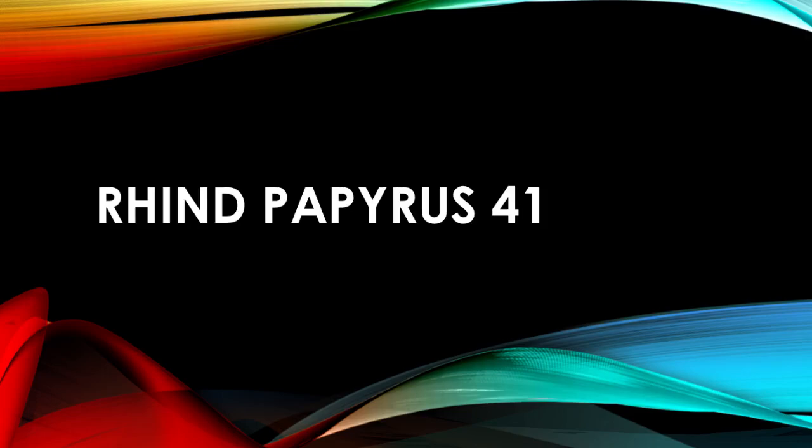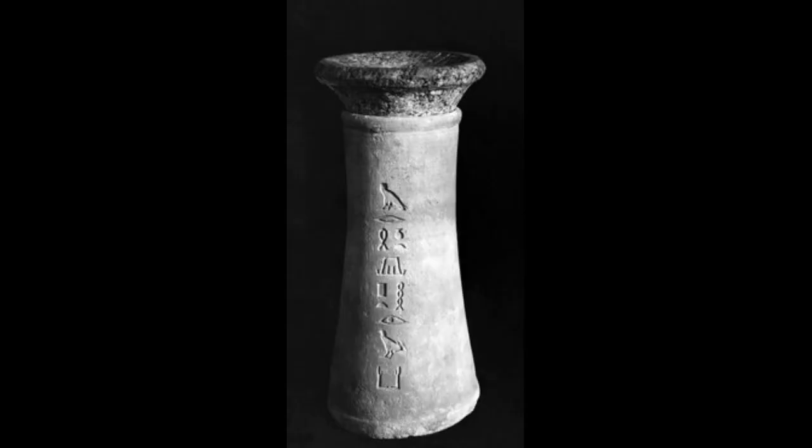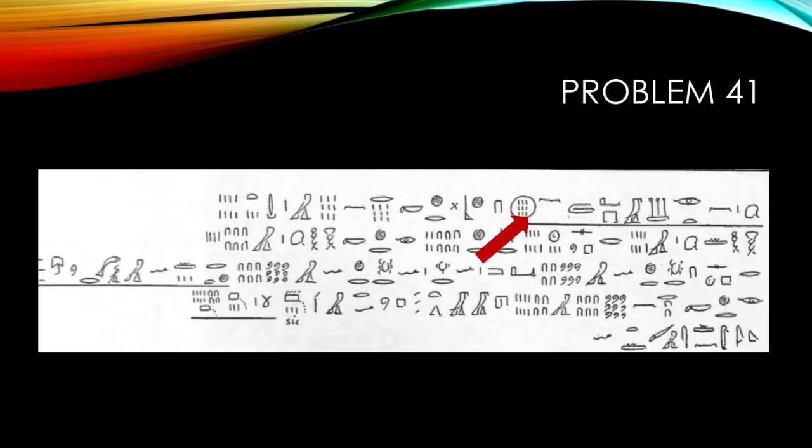Today we're going to study problem number 41. That's a geometry problem. So problem number 41. It says find the volume of a cylindrical granary of diameter 9 and height 10.